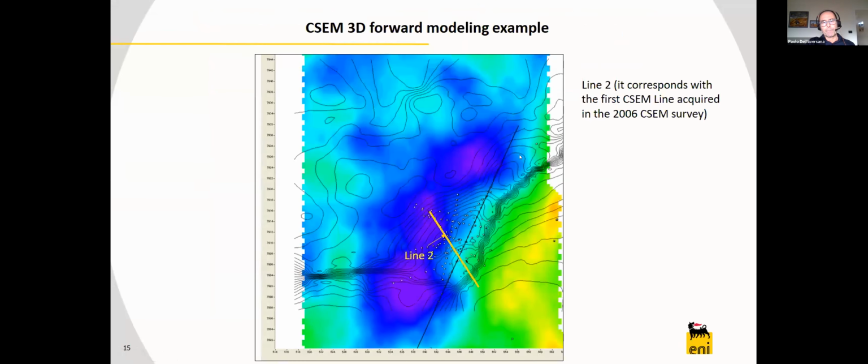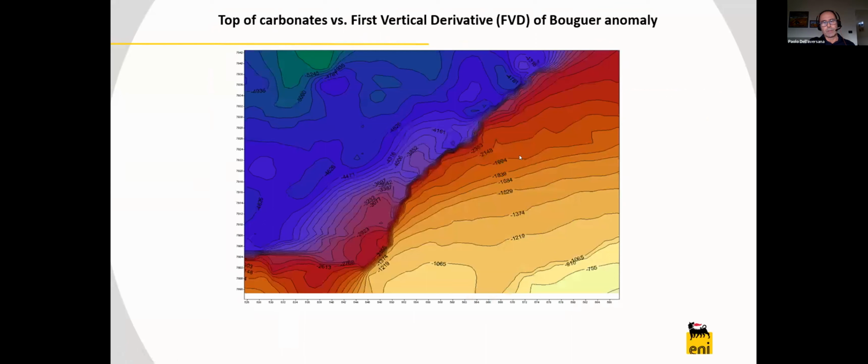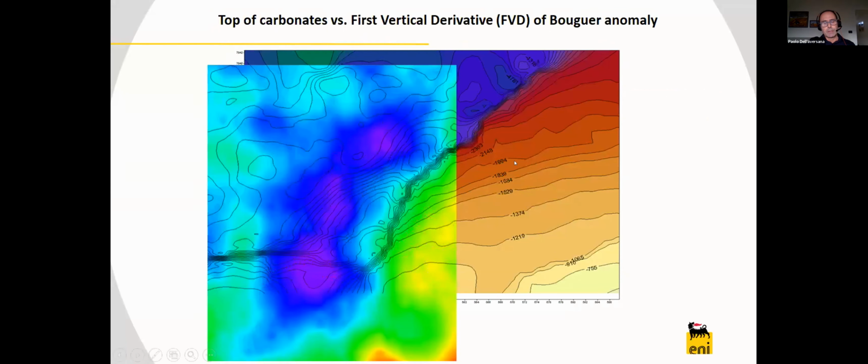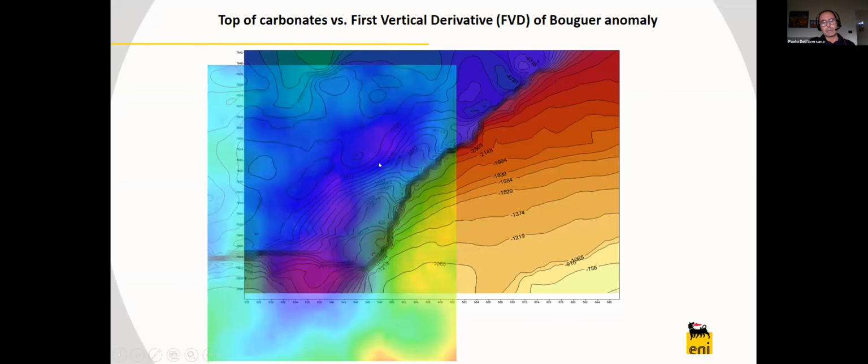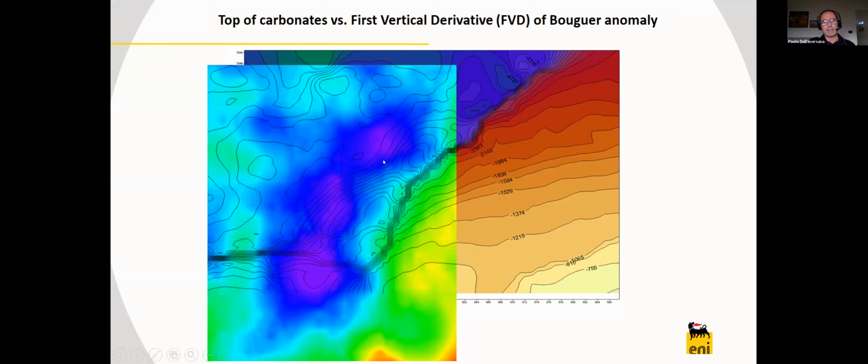And again, here you can see the co-rendering between the Bouguer anomaly and the carbonate platform. And this is the first vertical derivative of the Bouguer anomaly. It is a high-pass filter of the Bouguer anomaly that is very important for our purposes. And this is a basin where you can see a minimum of the Bouguer anomaly.